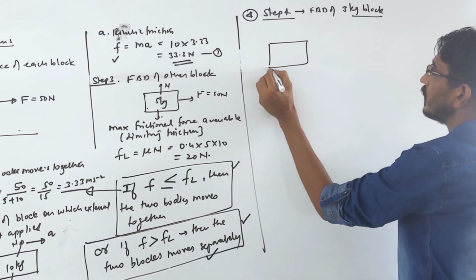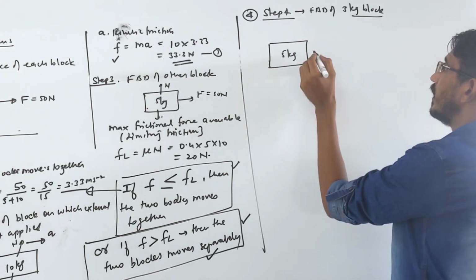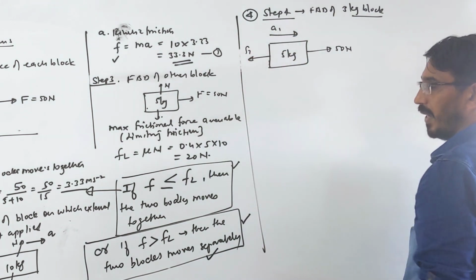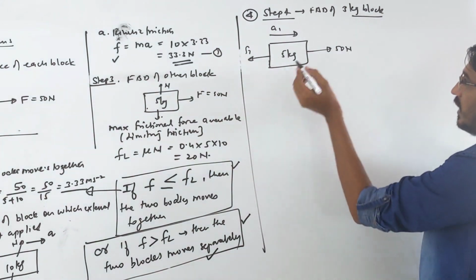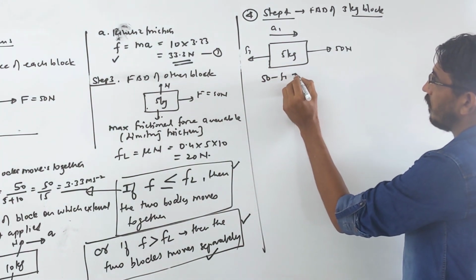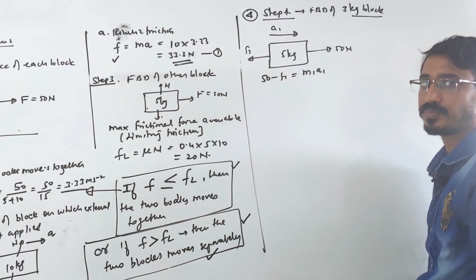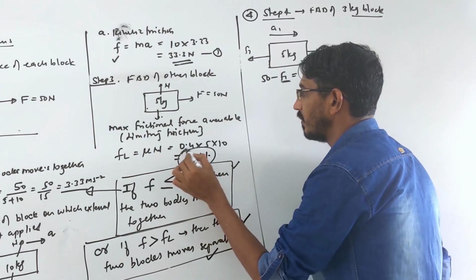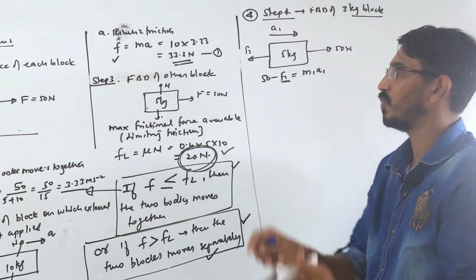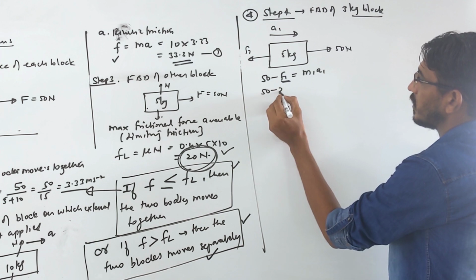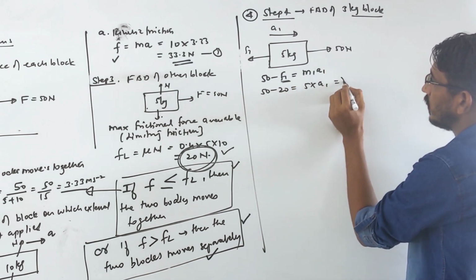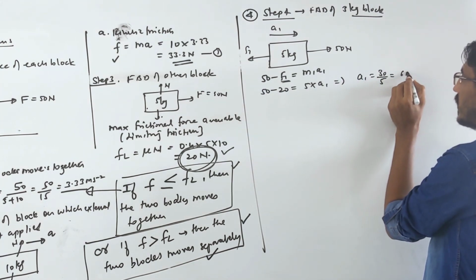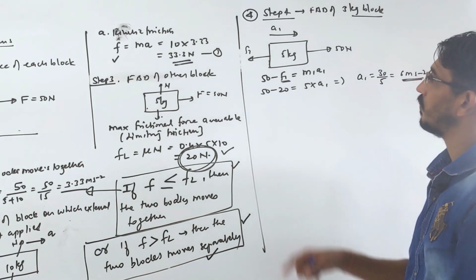This is your 5 kg block, and the force applied is 50 Newton. Acceleration, let's call it A1, in that direction, and frictional force F1 backward. This is moving forward, so the friction force will be backward. Net force is equal to Ma, so 50 minus F1 is equal to M1A1, right? Now give attention: what is the frictional force here? The maximum frictional force we already calculated in that step. This is the maximum frictional force acting between these two blocks. So 50 minus 20 is equal to 5 into A1. So A1 becomes 30 by 5, 6 meter per second square. That's the acceleration of the first block.